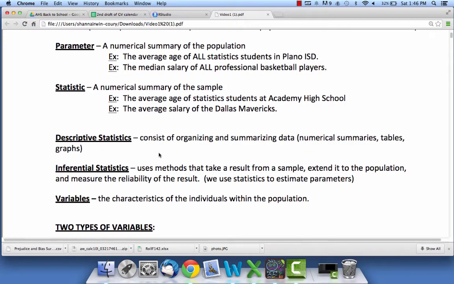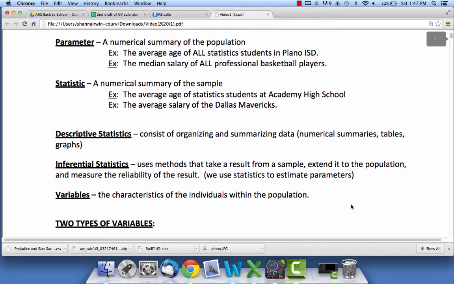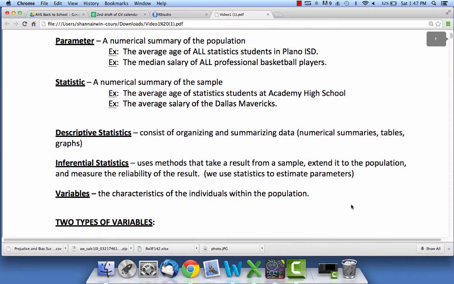Descriptive statistics is where you're organizing and summarizing data. So it's tables, graphs, things like that. Inferential statistics uses methods that take the result from the sample and then extend it to the population, and then you have to have an error.